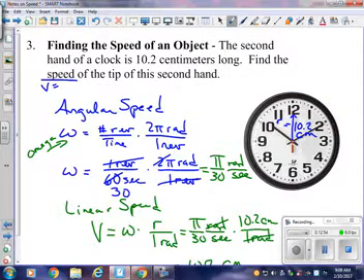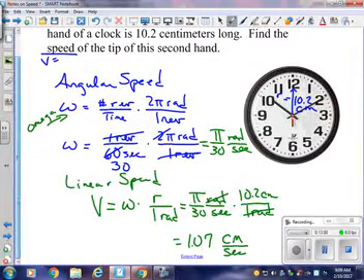Well, let's go back. I wanted to go back up and read the question. Find the speed of the tip of the second hand. It doesn't say what units that they want that in. So this 1.07 centimeters a second is perfectly fine for our units.